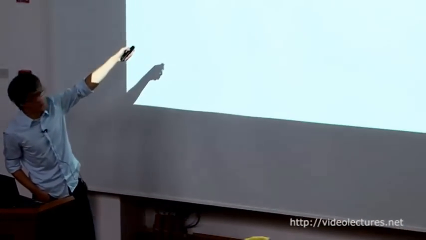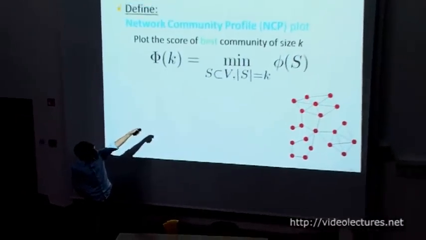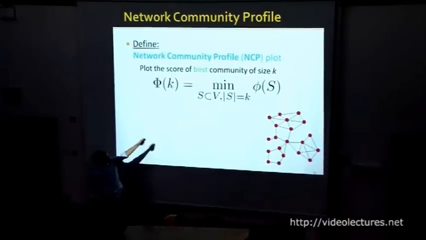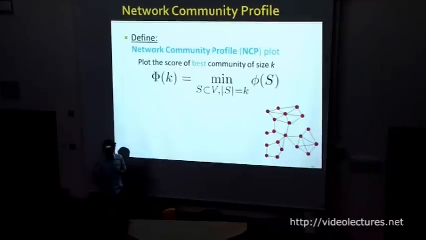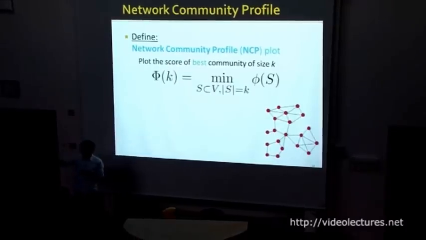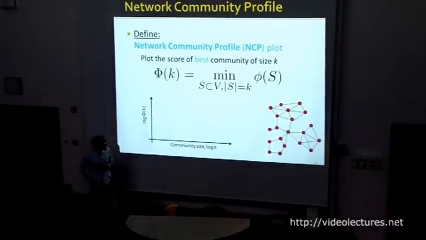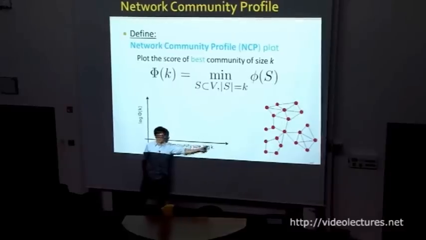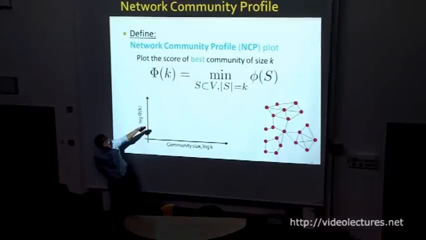So I have something that is a function of k. K is the size of the cluster. And then I just say I will go over all subsets of my network. The subset size has to be equal to k. And I will take the cluster that has the best quality. So for every cluster size, I will go find the best cluster, and I will remember that. Then I will create this plot where here is the logarithm of the cluster size, k, and here is the conductance of the best cluster.